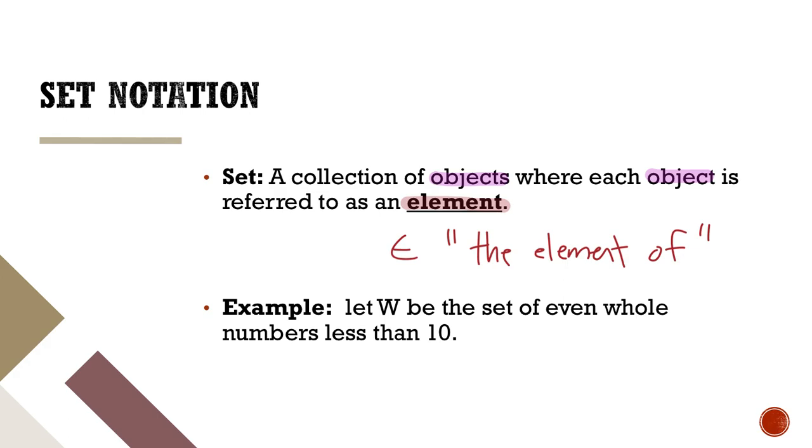So let's do an example. Let W be the set of whole numbers less than 10. So let's think about this. W will be that whole number set. It's capital W is equal to, and set notation will always have a squiggly bracket symbol. It has to be those. It's not any of your normal parentheses.